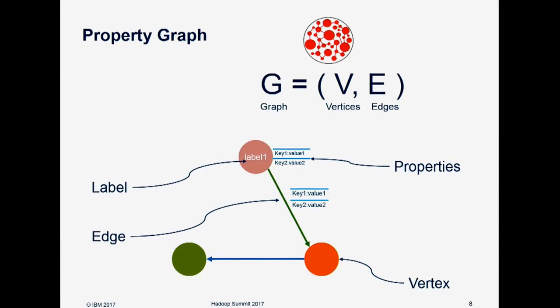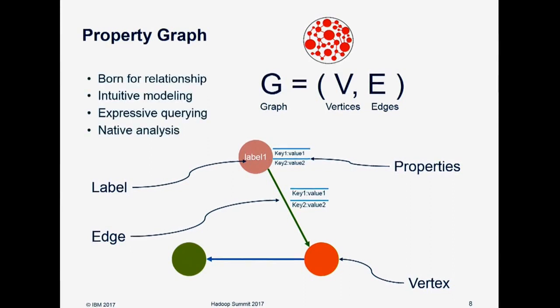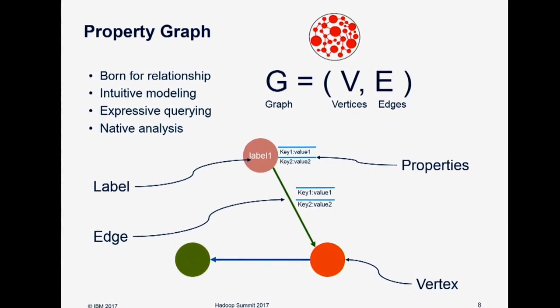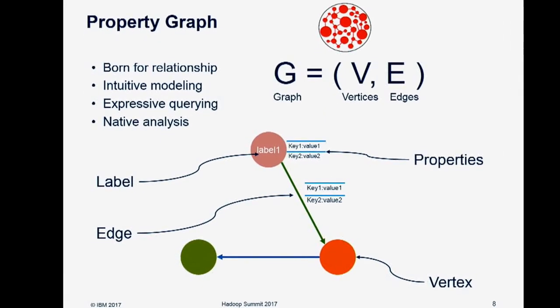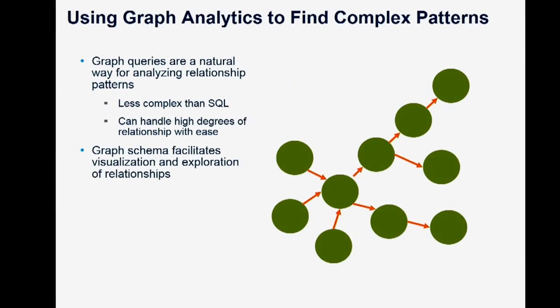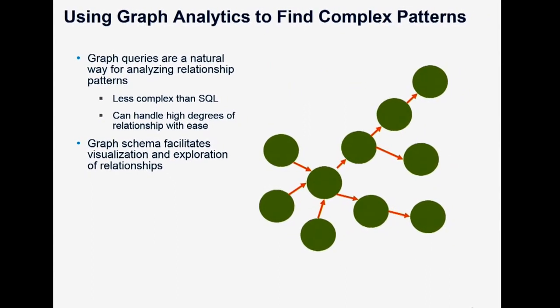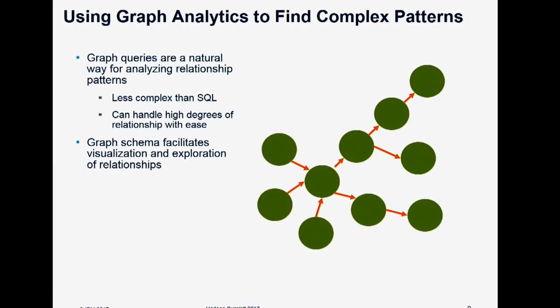And the edge. The edge represents the relationship between two vertices. So it has a direction, and it also can have a number of properties to show how this edge looks like, and what the relationship is between these two vertices. So the property graph is good for relationship and intuitive modeling, expressive querying, and latent analysis. The graph query is a native way to analyze the relationship.